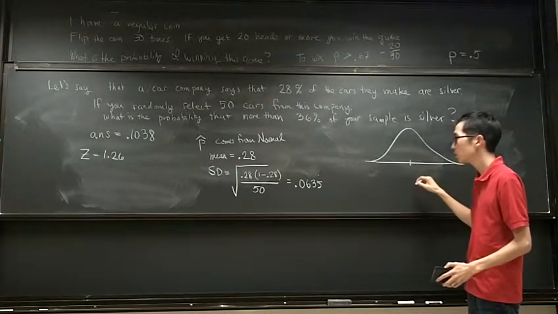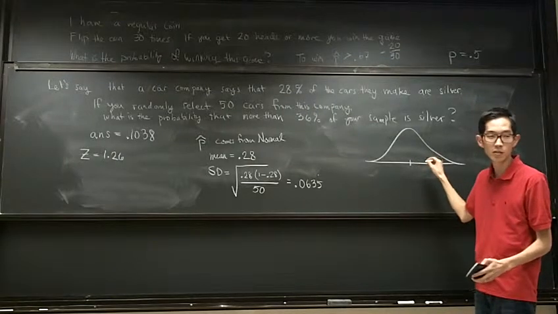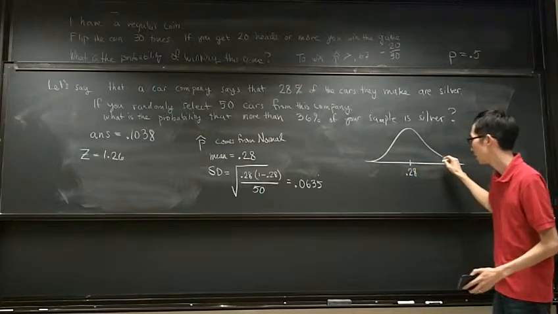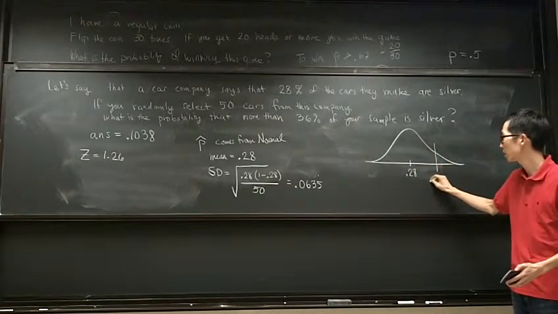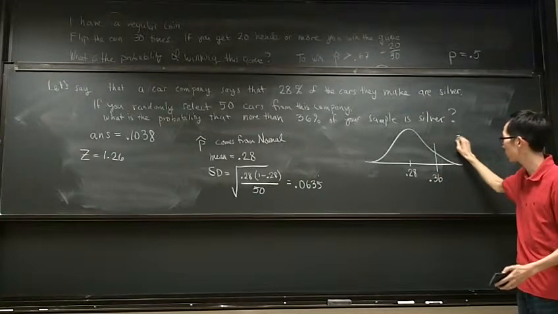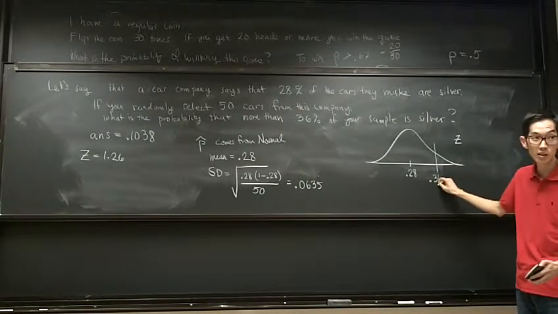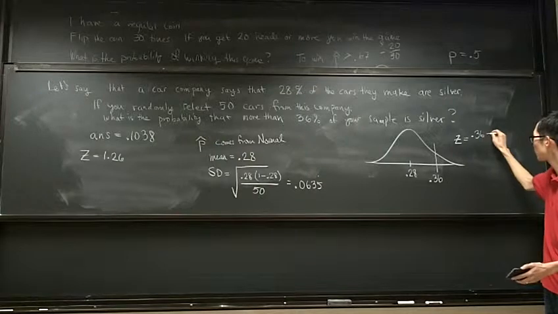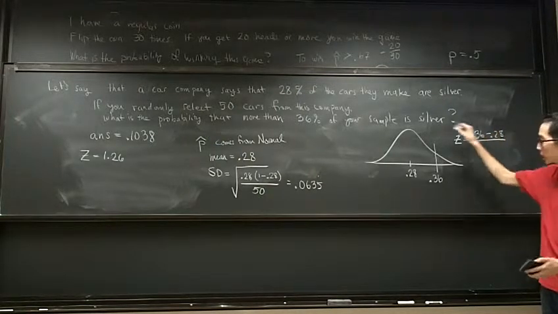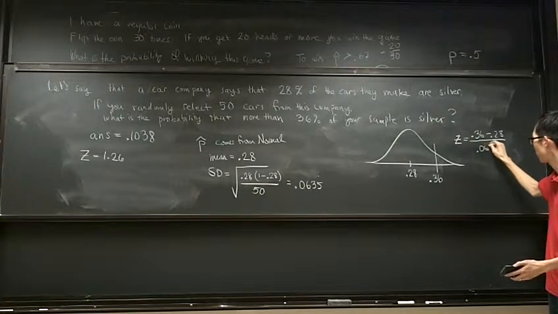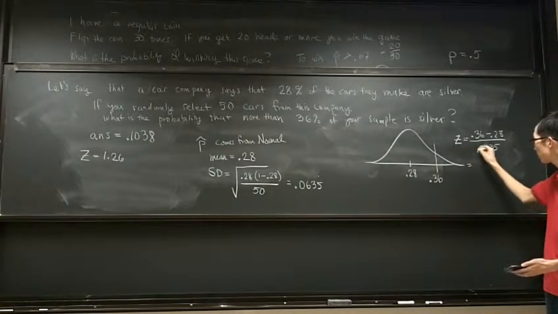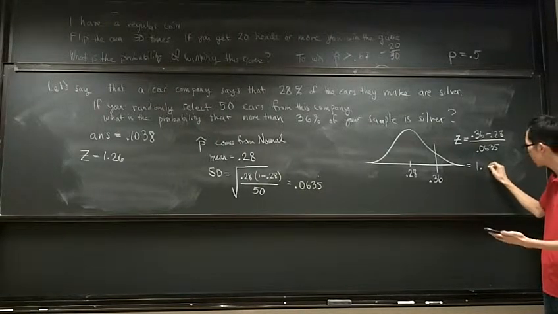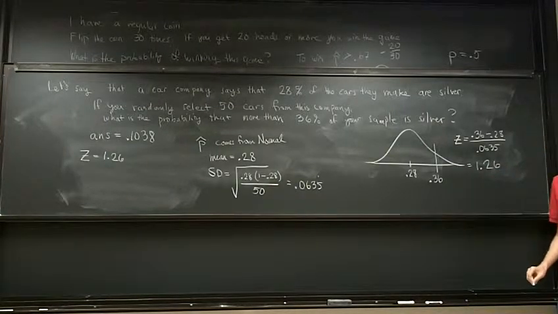So in my normal distribution, don't blurt it out, just think what number goes in the middle? 0.28. And then I'm drawing a cutoff at 0.36. So what is my z-score? Again, my cutoff is 0.36, not 36. If you put in 36, it's not gonna work, okay? So my z-score is 0.36 minus 0.28 divided by my standard deviation of 0.0635. So on top I have 0.08 divided by this, and I get 1.26. A z-score of 1.26.